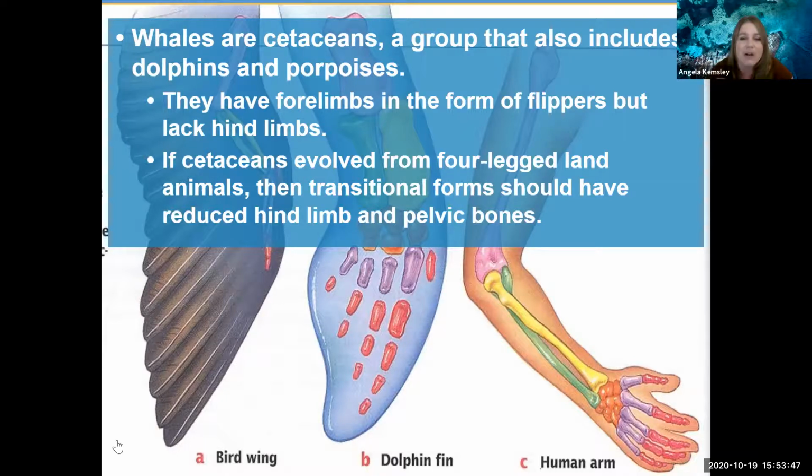If cetaceans evolved from a four-legged land animal that had both forelimbs and hind limbs, then transitional forms should have reduced hind limb and pelvic bones. So you should see the land mammals that have the arms and legs. You should see a transitional form that has the arms and little legs, and then the aquatic version that has just the forelimbs, which are now flippers instead of arms.